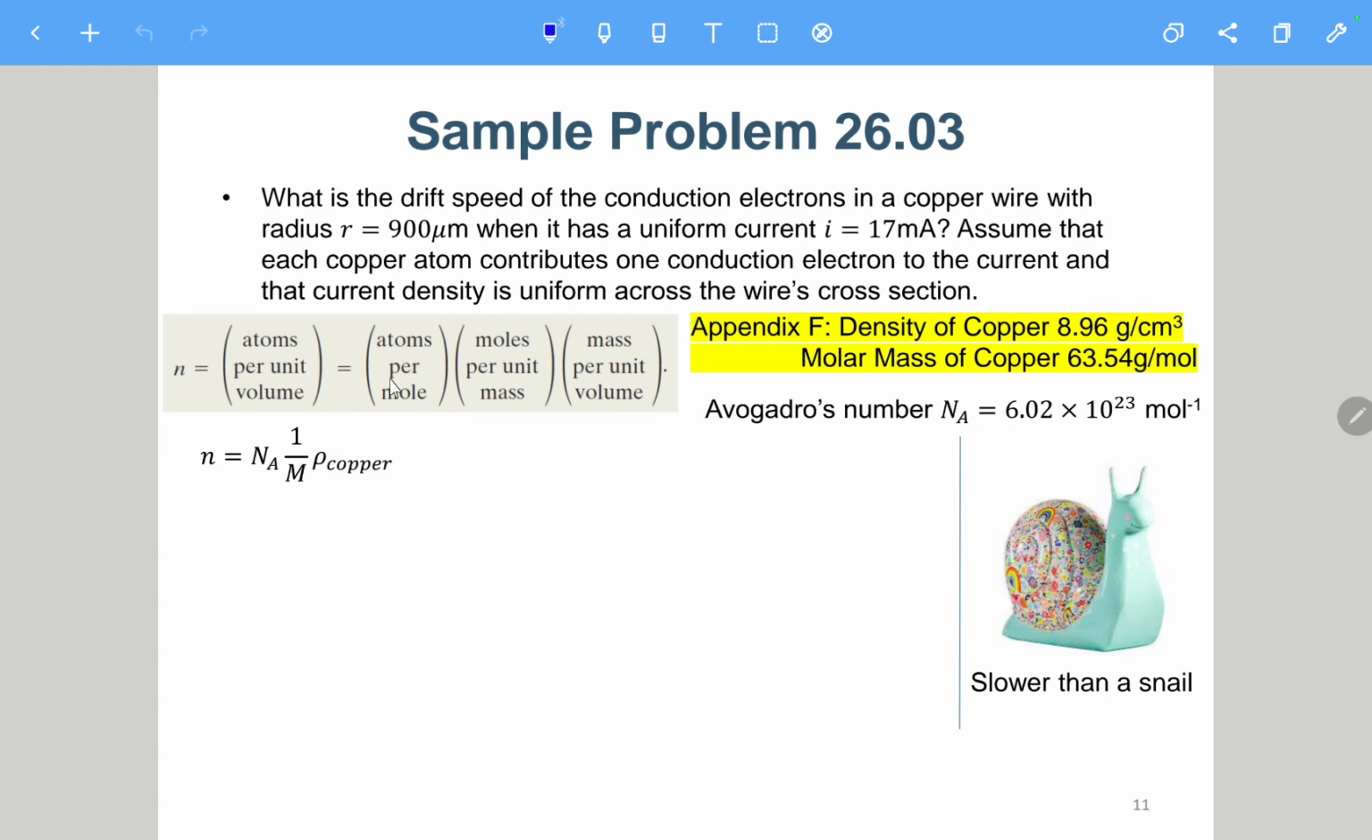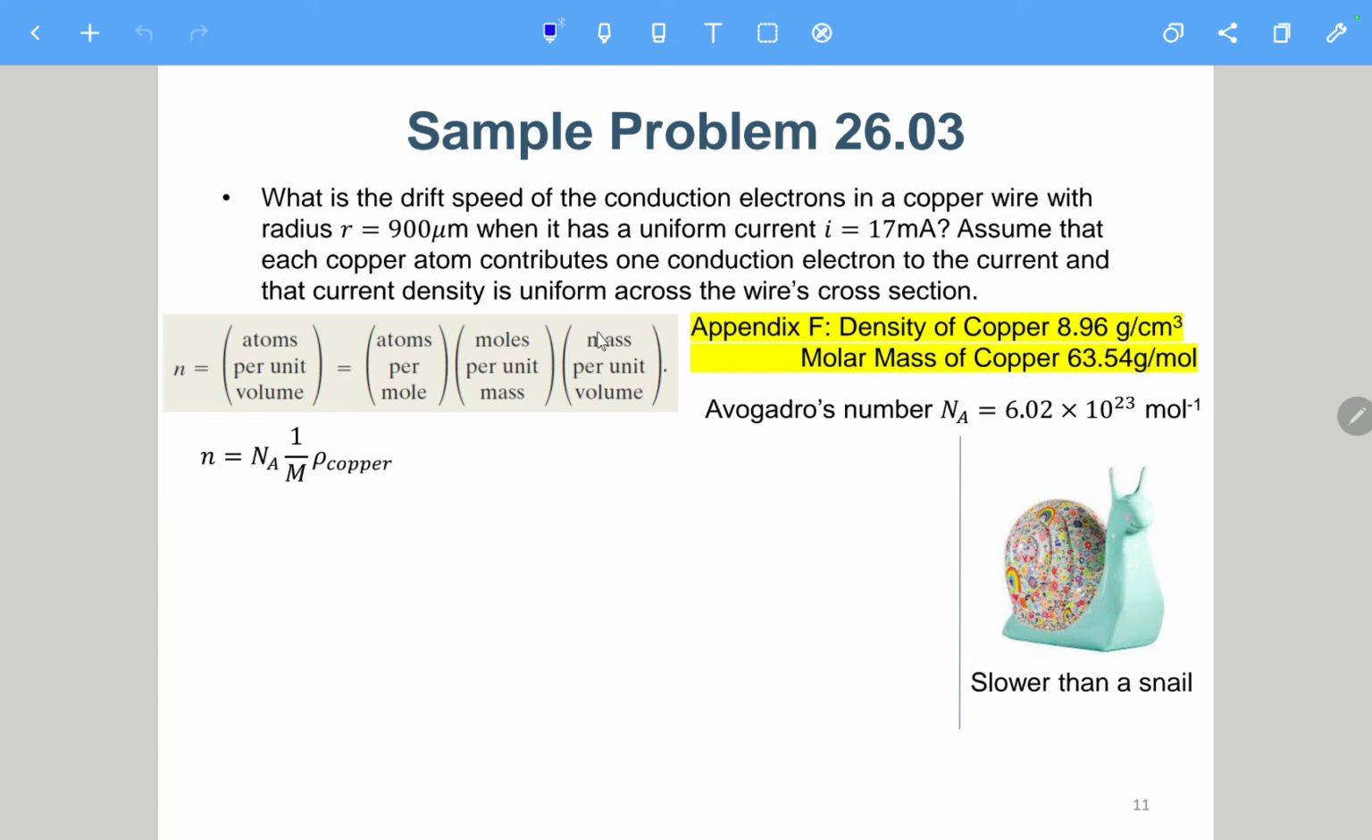So if we divide by atoms per mole here, then we need to multiply by 1. Here we have moles per unit mass, so it's like the mass density. We can also find this number in the appendix. So we multiply the mass, so mass per volume, which is actually the density. And this is the mole per mass.